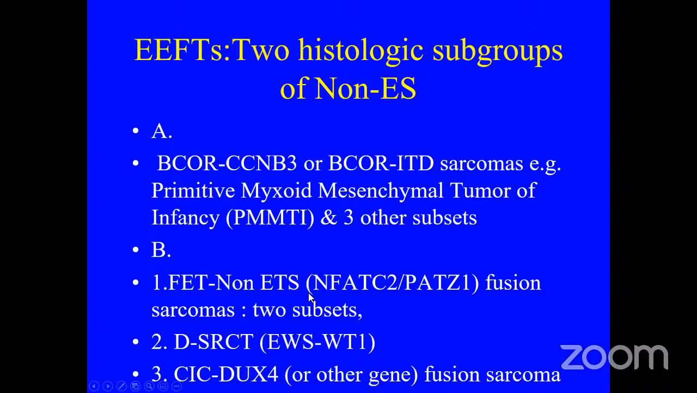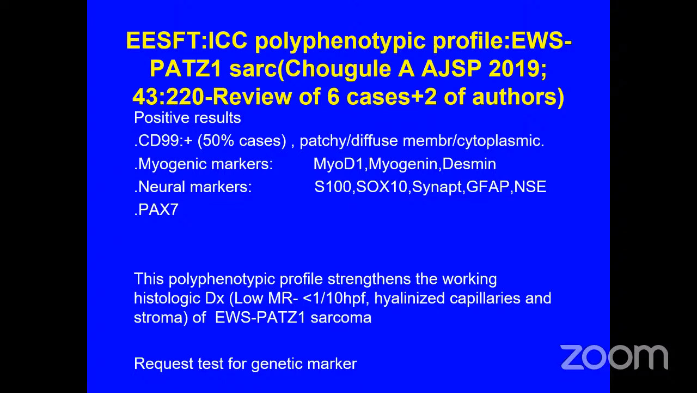So from the EWS-NFATC2 fusion sarcoma, let's move on to EWS-PATZ1 fusion sarcoma. In this, you are able to see the positive markers which are listed on this slide. CD99, the myogenic markers are positive, the neural markers are positive, and PAX1 also can be positive. Because of the presence of myogenic and neural markers, this IHC profile is described as polyphenotypic. There is another tumor in EFTs which also shows a polyphenotypic profile, and we'll discuss how to differentiate between these two tumors showing a polyphenotypic profile.